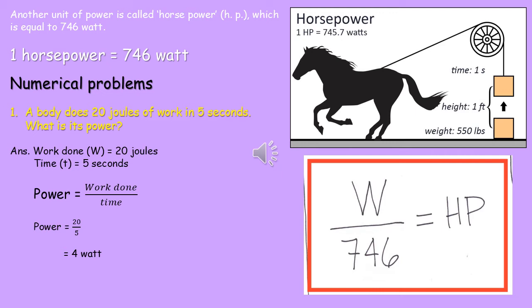Now, let us do some numerical problems based on power. First question: a body does 20 joules of work in 5 seconds. What is its power? Work done W is given as 20 joules, and time T is 5 seconds. As we know, power is equal to work done by time. So, power is equal to 20 by 5, that is 4 watt.